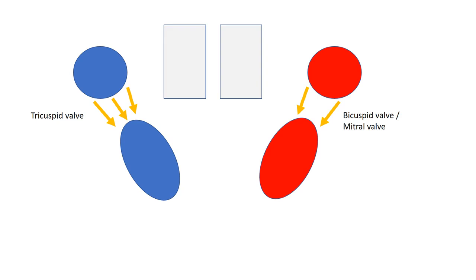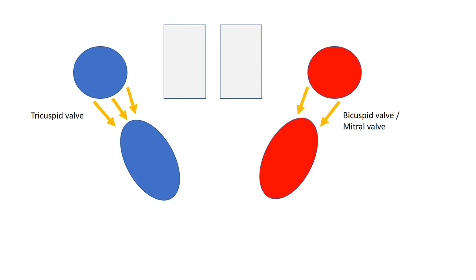Now let's talk about the valves between the atriums and the ventricles. On the right side, you have the tricuspid valve. The tricuspid valve goes from right atrium to right ventricle, or the right atrioventricular valve. It's tricuspid because there are three different valves in that area.